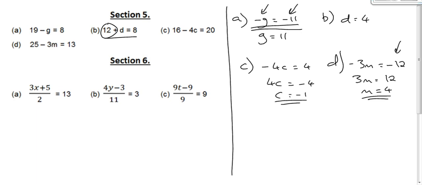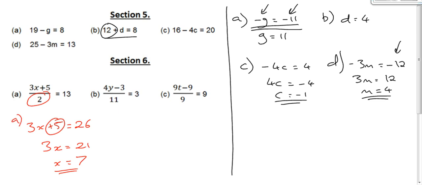Okay, let's have a look at section 6. We've only got 3 questions here. So what we do is we get rid of the divided by 2 by multiplying by 2. So we've got 3x plus 5 equals 26. And then it just turns into a normal 2-step equation. So we're going to take away this 5. So we've got 3x equals 21, and then x equals 7.